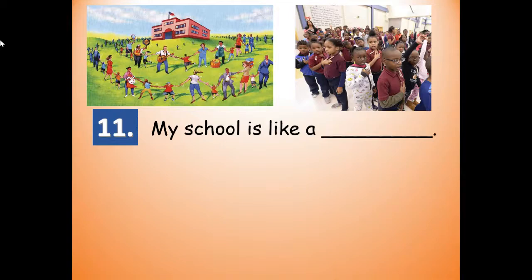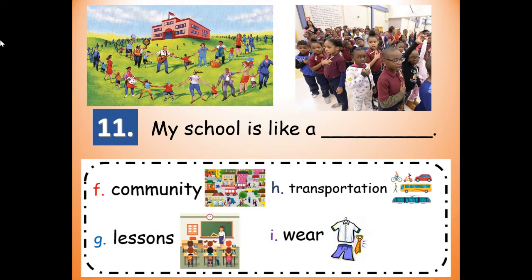Number 11. My school is like a blank. My school is like a community. My school is like a lessons. My school is like a transportation. Or my school is like a where. What makes sense given our picture clues and where the word is in the sentence? The context.